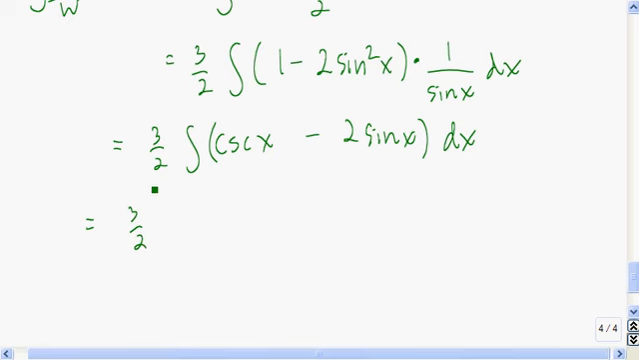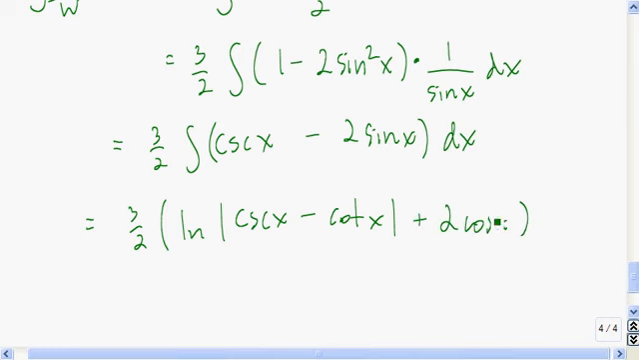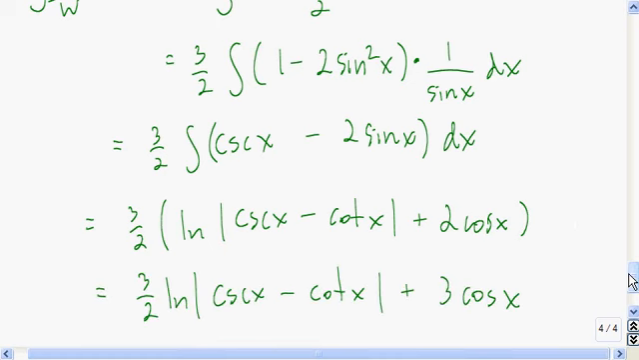So this is going to equal 3/2. All right, so the integral of cosecant of x, so 3/2 times this whole thing, is going to be the natural log of the absolute value of cosecant of x minus cotangent of x. And then minus the integral of 2 sine of x, so that's going to be plus 2 cosine of x. And then again, we have our constant of integration equal to 0. So finally, we just need to distribute the 3/2.